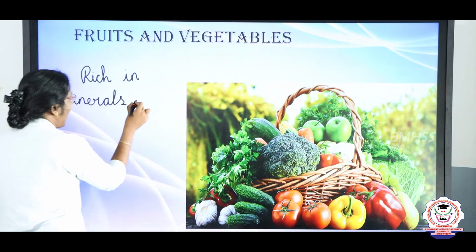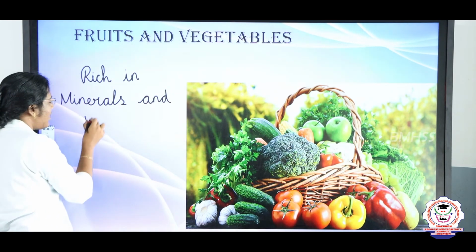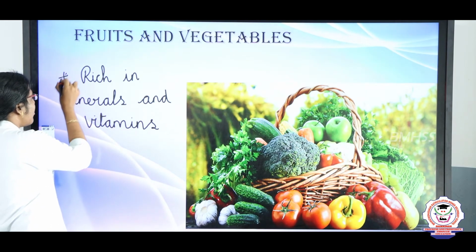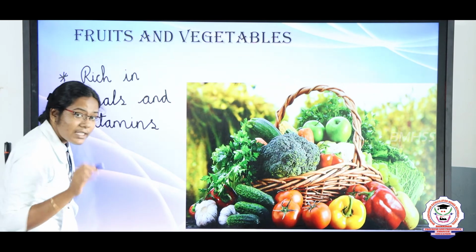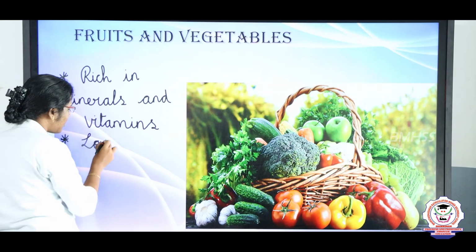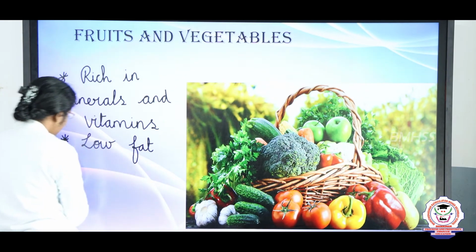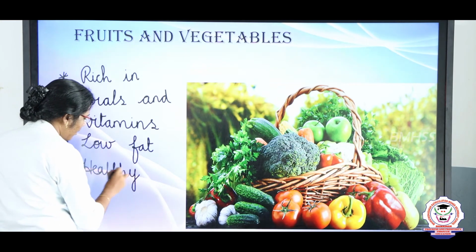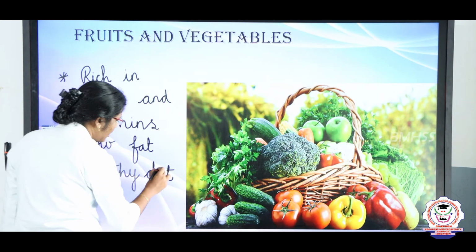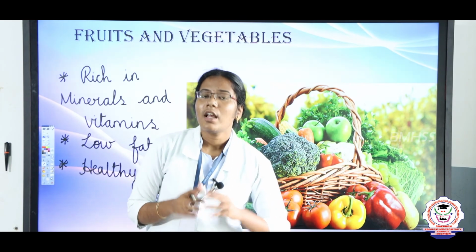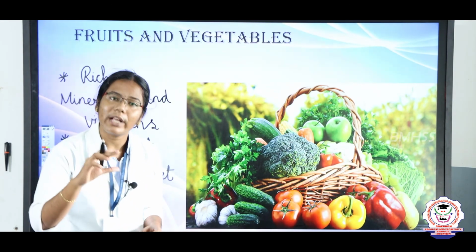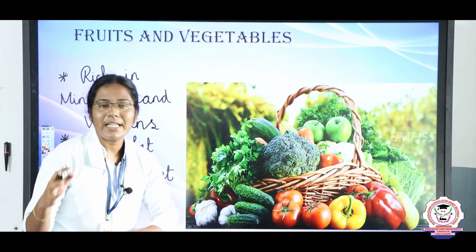Minerals, M-I-N-E-R-A-L-S, minerals and vitamins, V-I-T-A-M-I-N-S. It is very rich in minerals and vitamins. It has low fat. It gives a perfect healthy diet. H-E-A-L-T-H-Y, healthy diet, D-I-E-T, diet. So Indians, in addition to food grains, all love to eat fruits and vegetables. They are rich in minerals and vitamins, low in fat and low in calories, and help to maintain a perfect healthy diet.